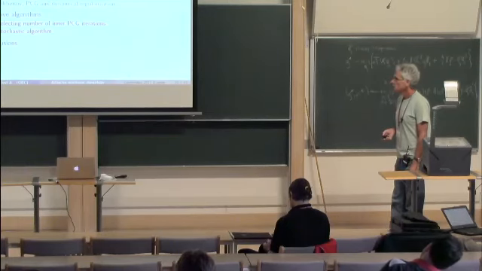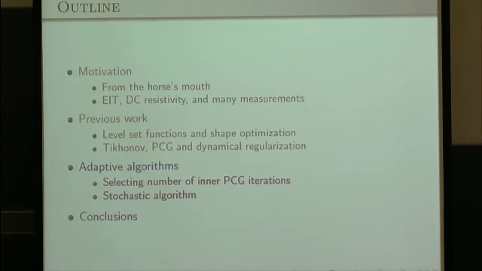Okay. So as far as this talk is concerned, all I've said until now was background. And now we come to the newer part. Here are two adaptive algorithms. One is to determine m sub n, the number of inner PCG iterations, and then a stochastic algorithm to select which experiments to use at each iteration.